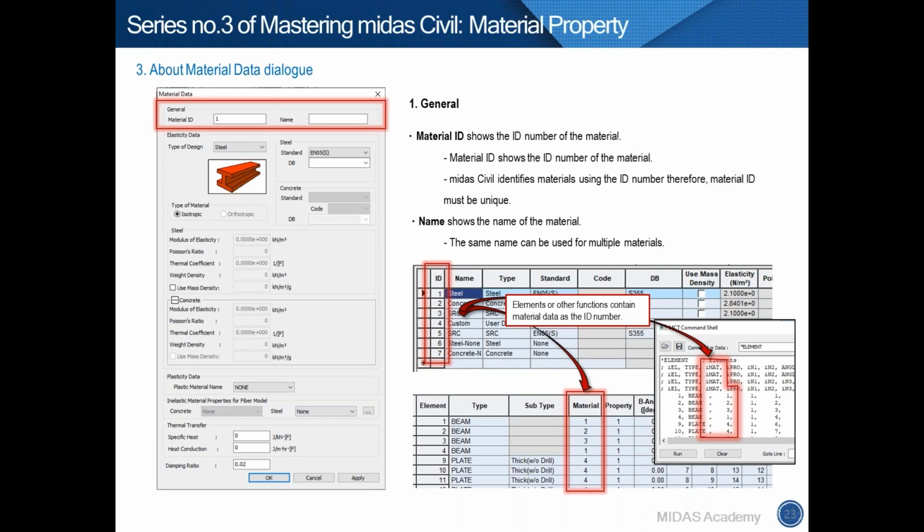I would like to introduce the material data dialog in more detail with the presentation. So as I mentioned, material ID shows the ID number of materials, and also we can input the name to identify the material properties, but the various data in MIDAS Civil use the material ID number only, so we can input the same name to multiple material properties.